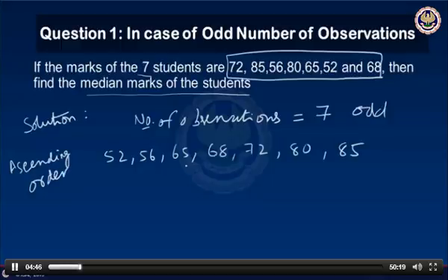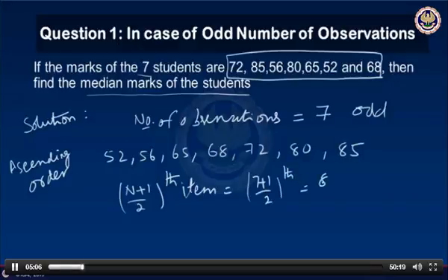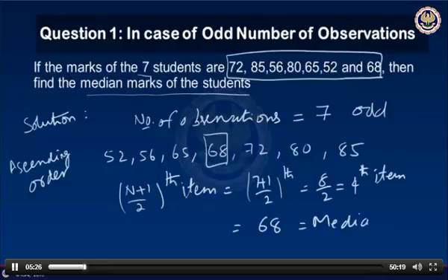While finding the median for an odd number of observations, if the number of observations is odd, the median equals the n plus 1 by 2th item. That is 7 plus 1 by 2th item, that is 8 by 2, that is the 4th item. In this category, 1, 2, 3, 4th item is 68. Therefore, 68 is the median for the given data.